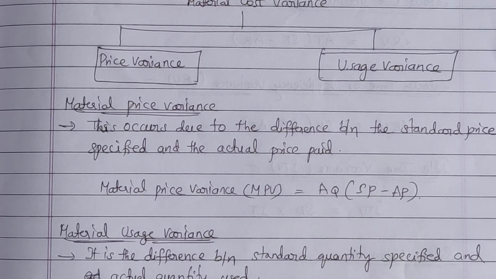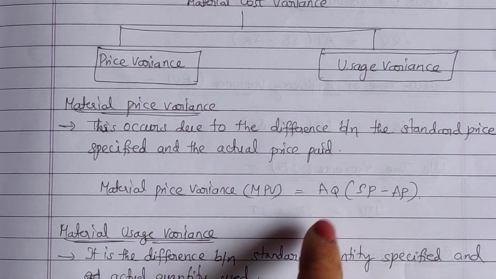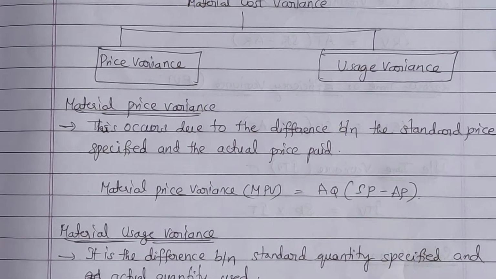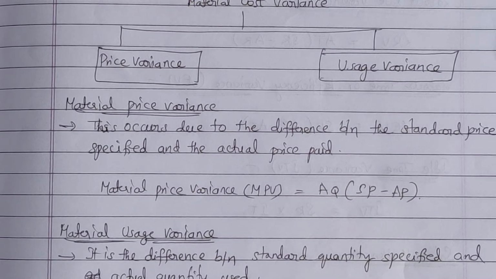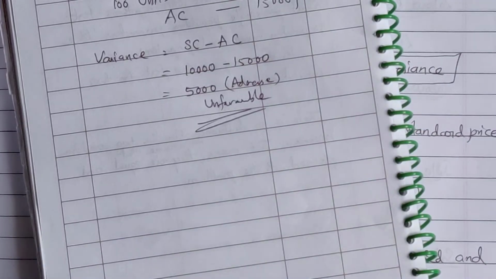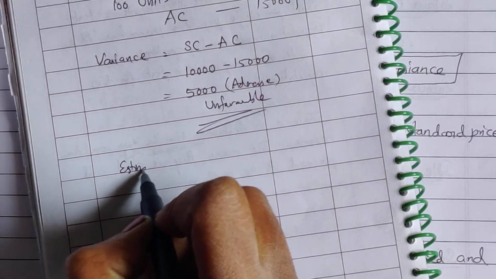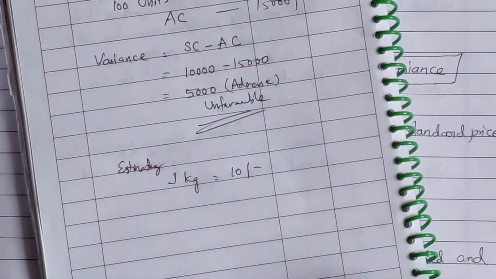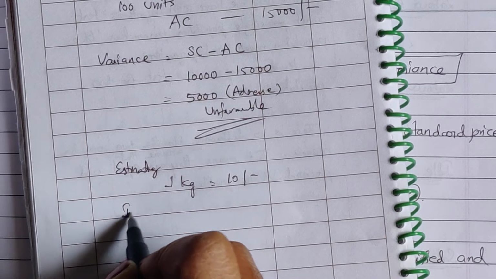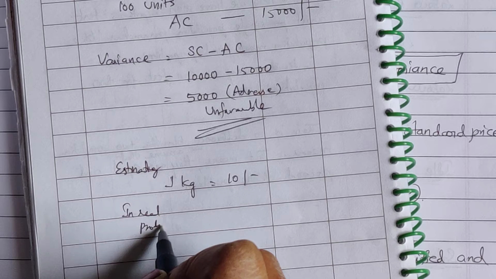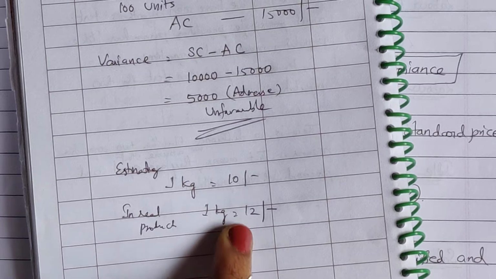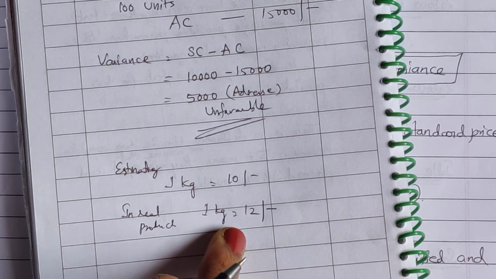So there will be many reasons for the price difference, and due to some of these reasons we will have a change in price. For example, at the time of estimating, 1 kg is equal to, suppose, 10 rupees, but in real, at the time of production, 1 kg is equal to 12 rupees. So it leads to a difference, because there is a change in price.